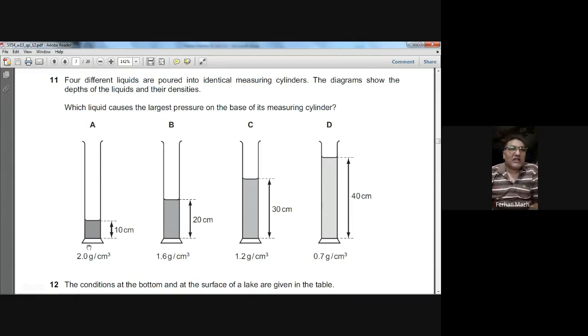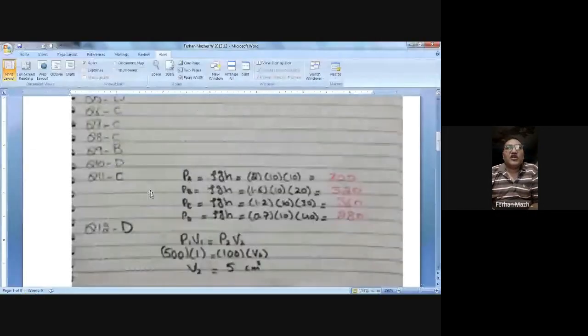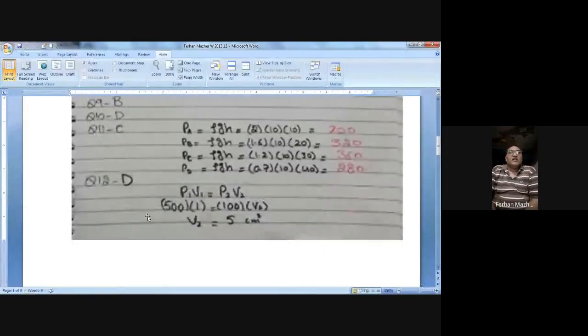I have done this calculation on paper. Let me show you that calculation. You see on your screen, the pressure of A, rho GH, 2 into 10 into 10 equals 200. Pressure of B, rho GH, 1.6 into 10 into 20 equals 320. The pressure of C is rho GH equals 1.2 into 10 into 30, 360. Pressure of D is rho GH equals 0.7 into 10 into 40 equals 280.